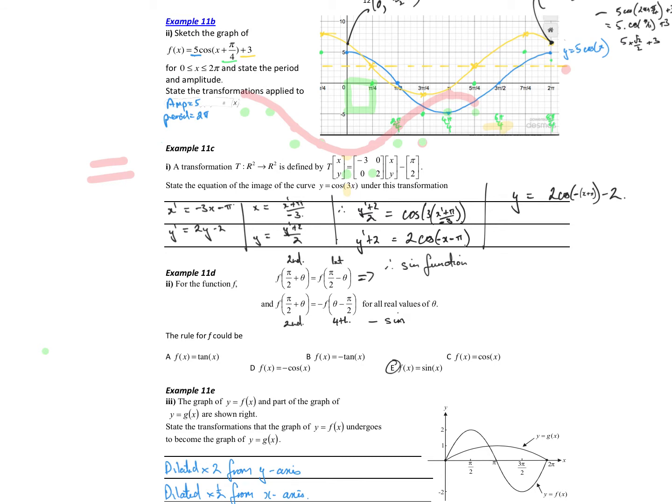Cos of 2 pi plus pi on 4 is the same as cos of pi on 4. Cos of pi on 4 is root 2 on 2. So 5 times root 2 on 2 plus 3. So there's certainly a messy endpoint, but we should label it.